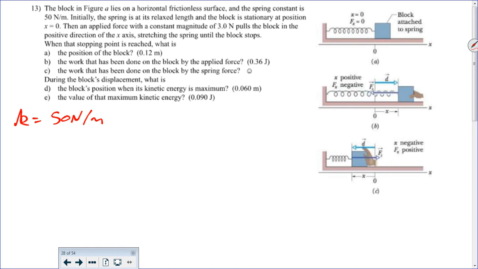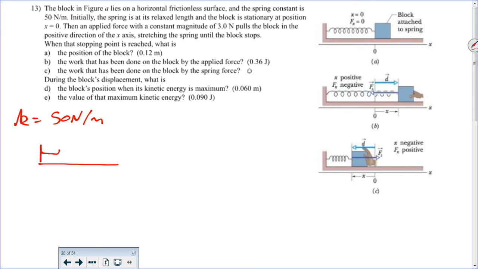So when I was working through this one in tutorial, I assumed that point A meant the point where your net force is 0, right? Like it seems like it would stop once the force of the spring cancels out the 3 newtons, right? But that's not right. Here's why. So check it out.